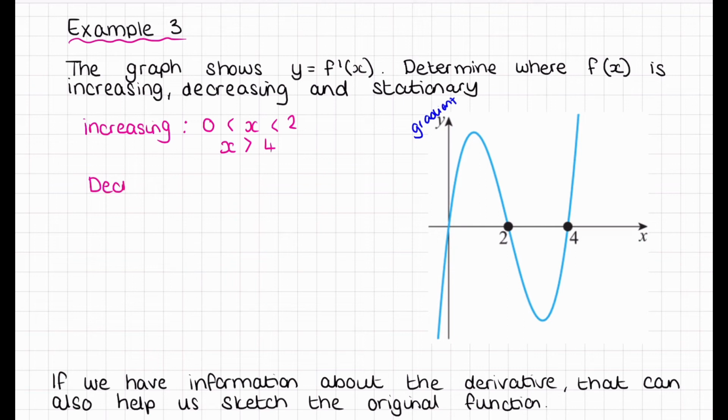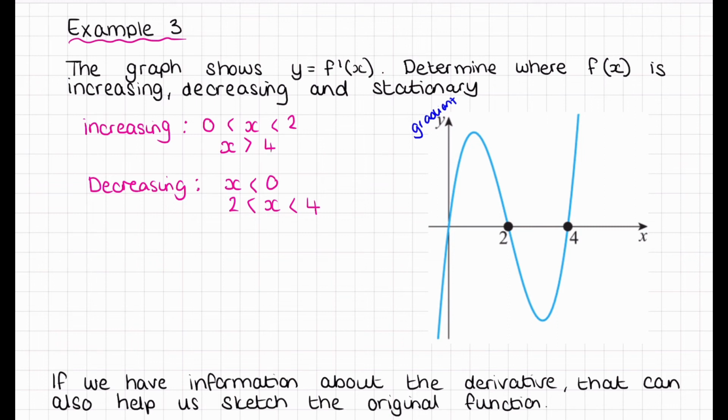When it is decreasing is when the gradient is negative, so we're going to look at everything below the x-axis. So we'll have when x is less than 0, which is this bit at the start, and then when x is between 2 and 4.